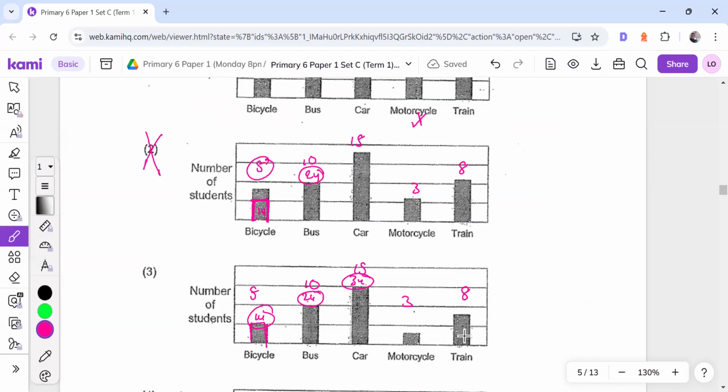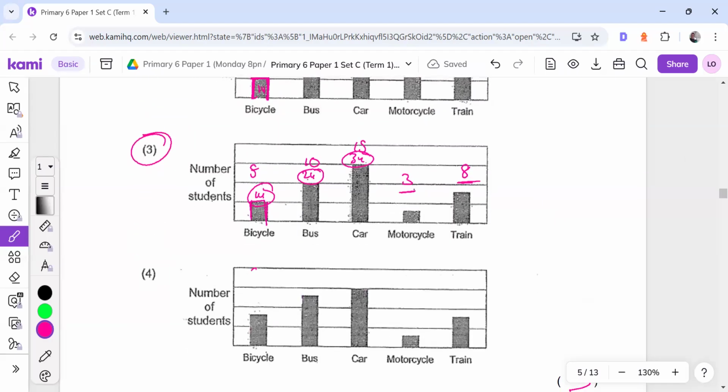Then the train is more than 1 unit, but less than 2 units. More than 5, but less than 10. So correct. So these two are correct. So they are the right heights. So answer number 3. Can you see that? So a bit tricky. Easy, but yet a bit tricky. Right? Then how about number 4?